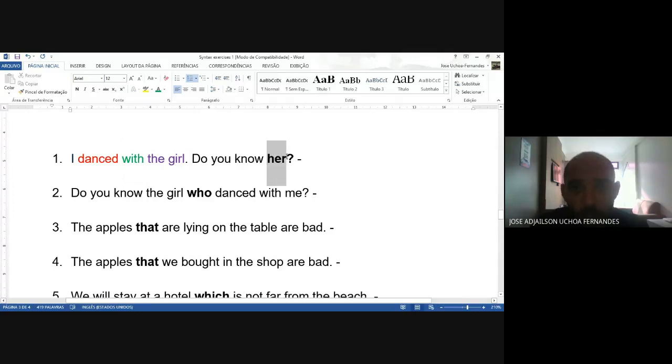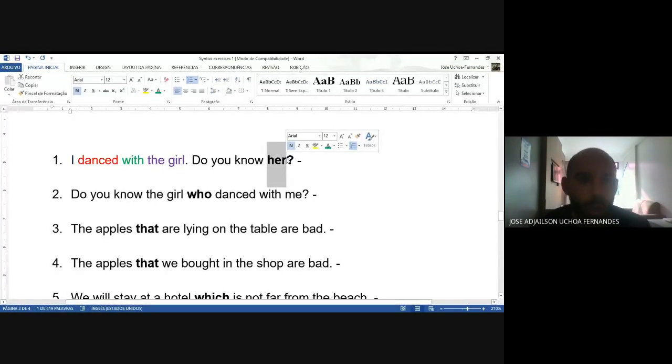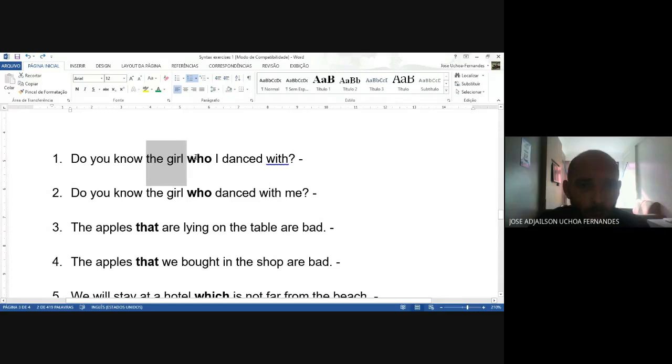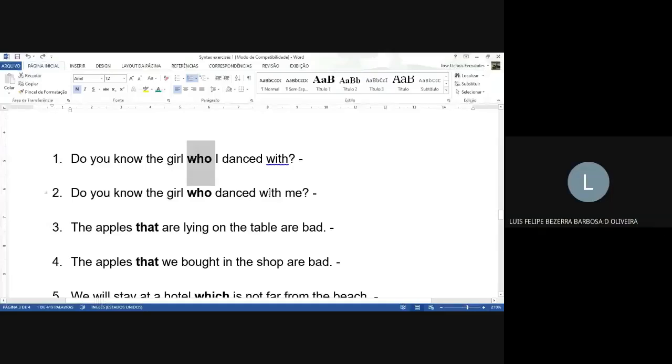Now take a look at the second sentence. Her is a pronoun. So the function of her is to take the place of a noun. Which noun? Do you know the girl? You see? Or do you know who she is? So the original sentence, going back: who? Now my question is, is who referring back to I or to the girl? To the girl.